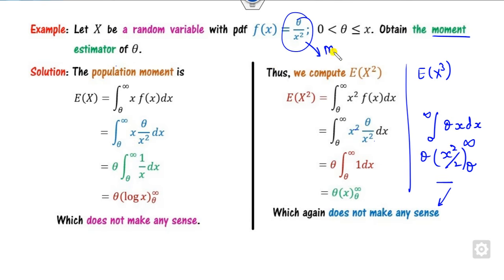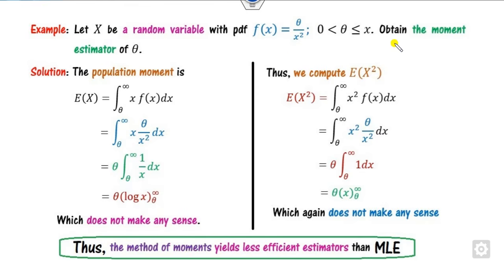However, if you try to solve this with the help of the maximum likelihood estimator, then you can easily find the value of theta from here. So that means the method of moments is less efficient than ML.